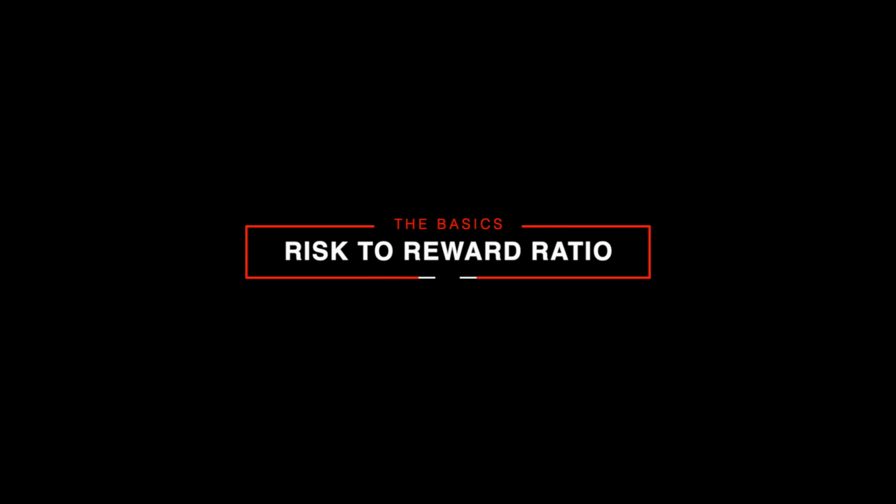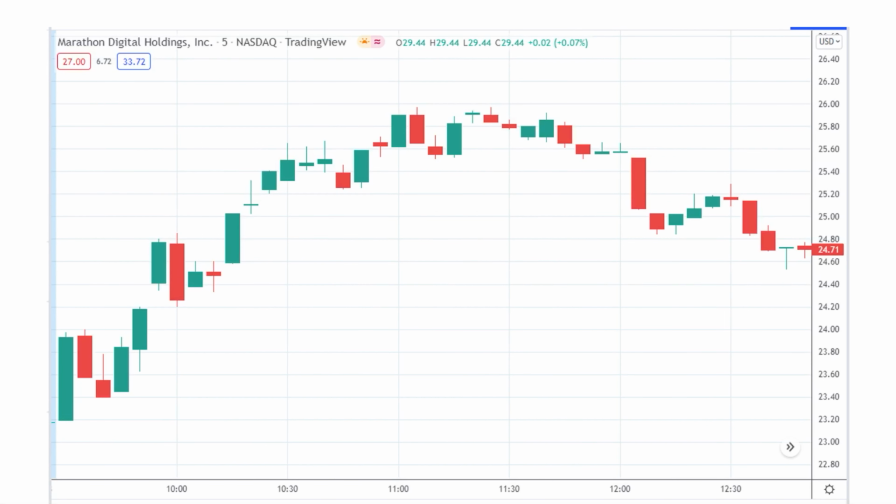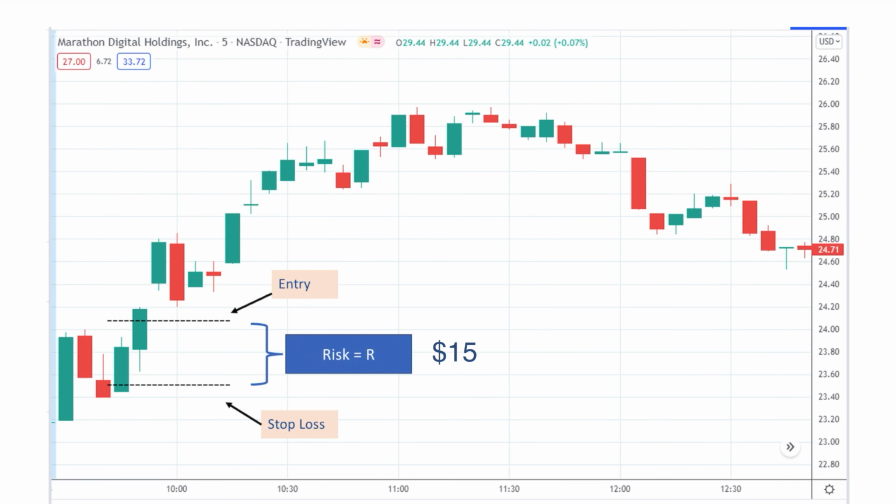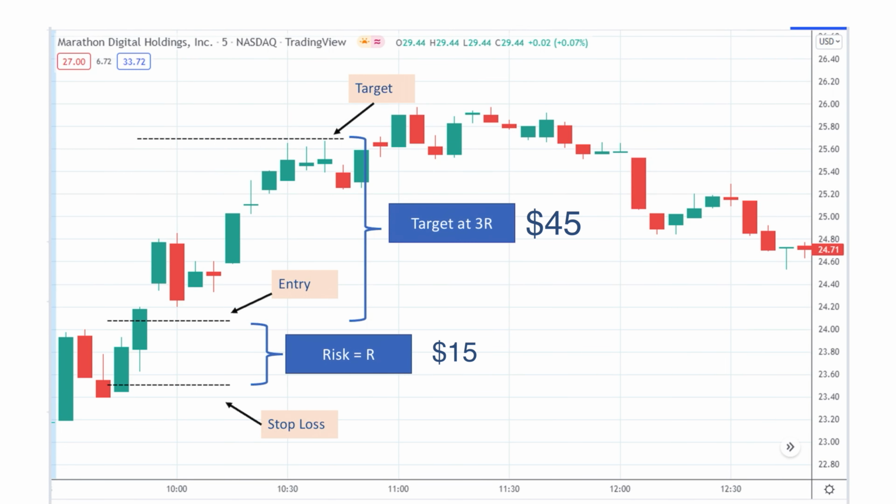Risk to reward ratio. Extending my approach of a fixed risk in each trade. Let's say I enter a trade at $24.10 with a risk of $15 as shown here. Based on my trading strategy, I expect the price to touch $25.70 and thus giving me $45 as return. My risk to reward ratio in this case is 1:3.